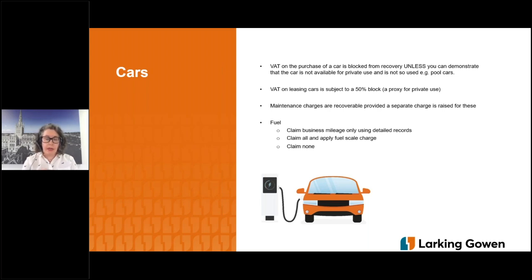However, if you lease cars, you can recover 50% of the VAT on your leasing charge and all of the VAT on the maintenance charge, provided that's separately charged for. If you've got VAT being incurred on fuel, you can recover that to some extent, even if it's employees using their own cars for business use, but you're going to need VAT receipts to back that up and to know how much mileage they've incurred and do a calculation to work out the VAT that you can recover.